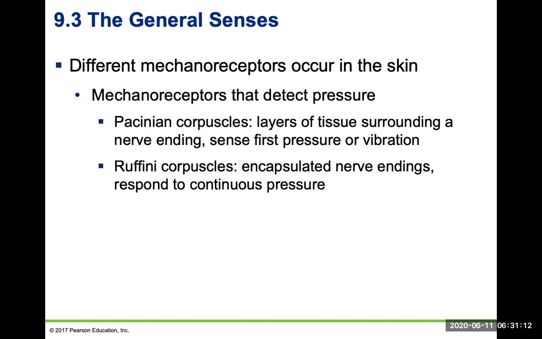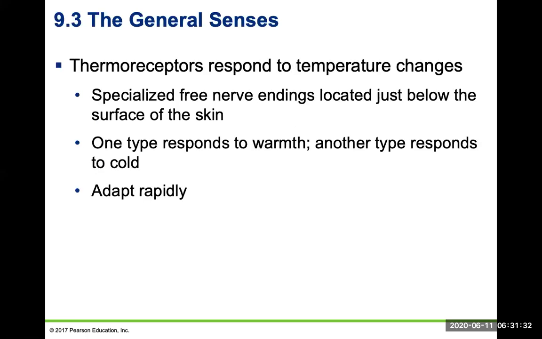Different mechanoreceptors occur in the skin that detect pressure. Pacinian corpuscles are layers of tissue surrounding a nerve ending that sense the first pressure or vibration. And Ruffini corpuscles are encapsulated nerve endings that respond to continuous pressure. So a lot of nerve endings are found in your skin just so that your body's able to sense any sort of external environment. It's kind of your body's first line of defense. Thermoreceptors respond to temperature changes. They can adapt rapidly. One type will respond to warmth and another type will respond to cold.